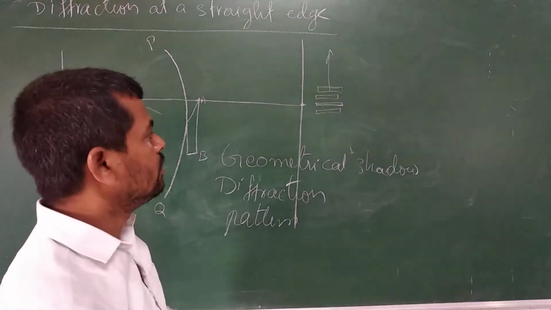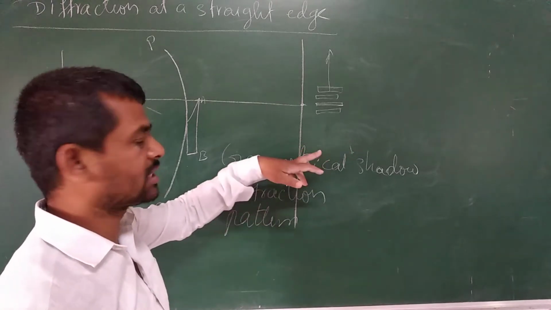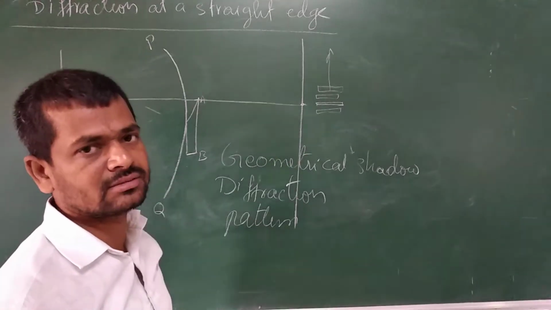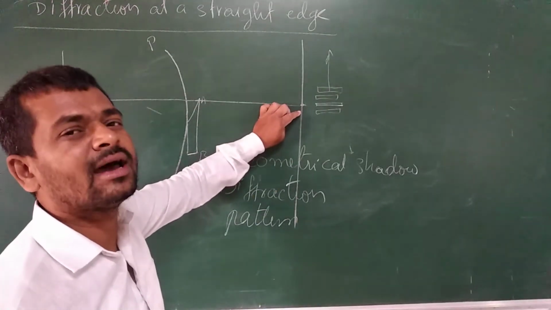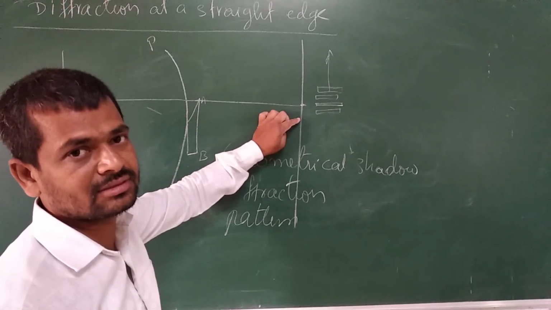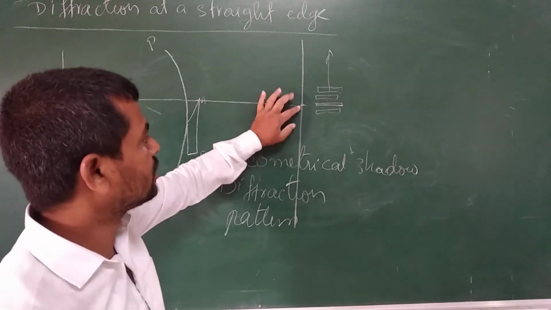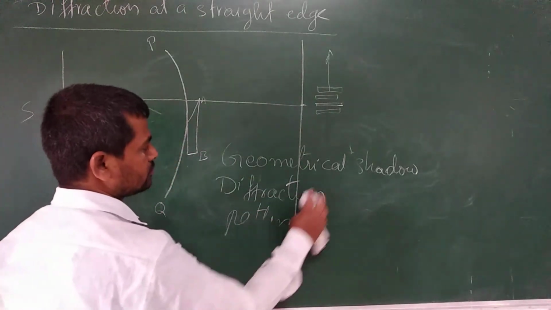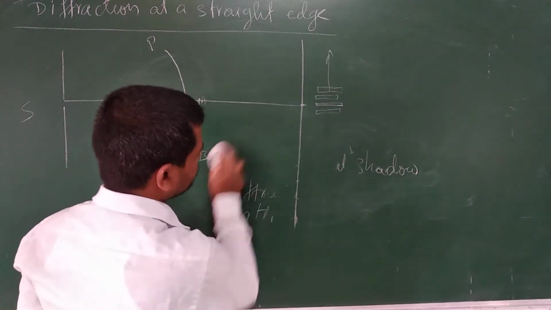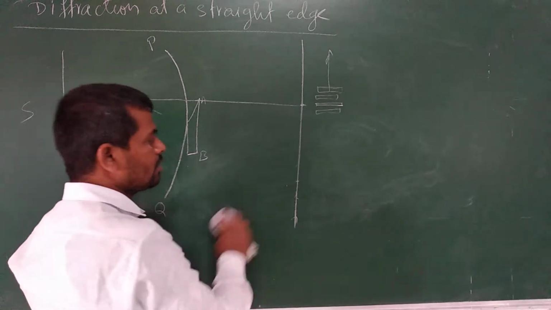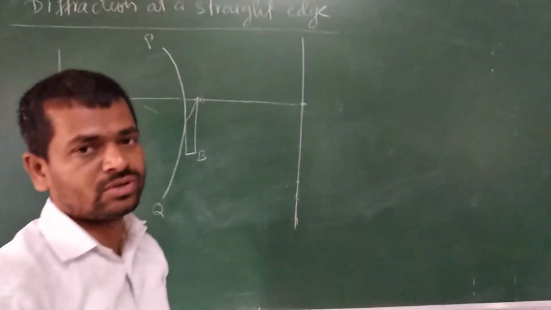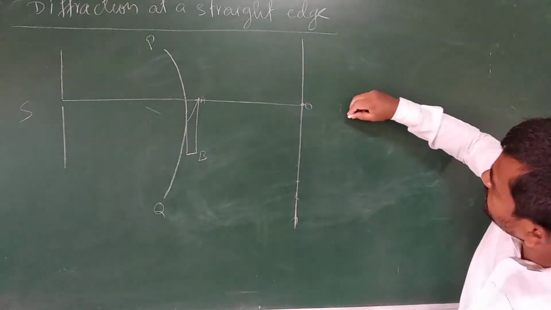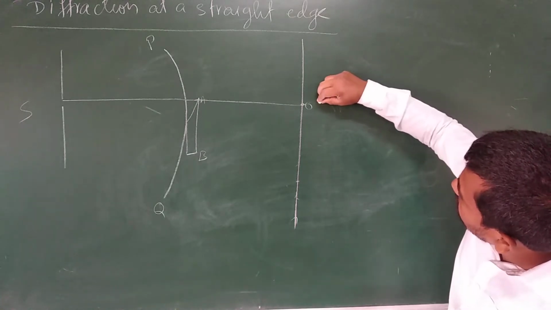Like this, geometrical shadow. But in practice, in real life, you cannot find complete darkness from this point to here. As we move in this direction, the darkness gradually increases. The shadow gradually increases, so you cannot find complete shadow here. And here the intensity will be shown on the back side. How do we show the intensity? Let this point be the O point. At O point, the intensity is maximum.